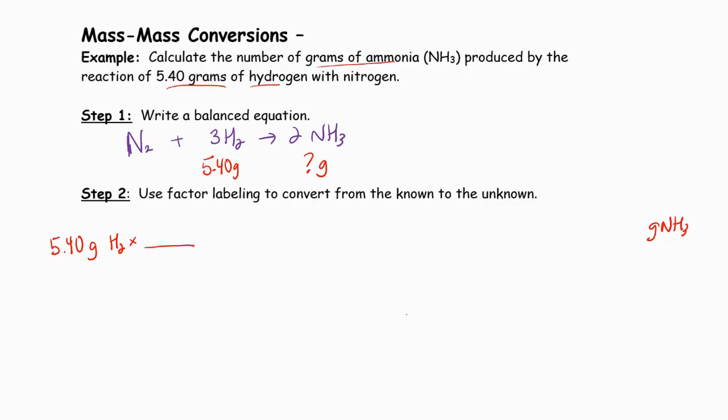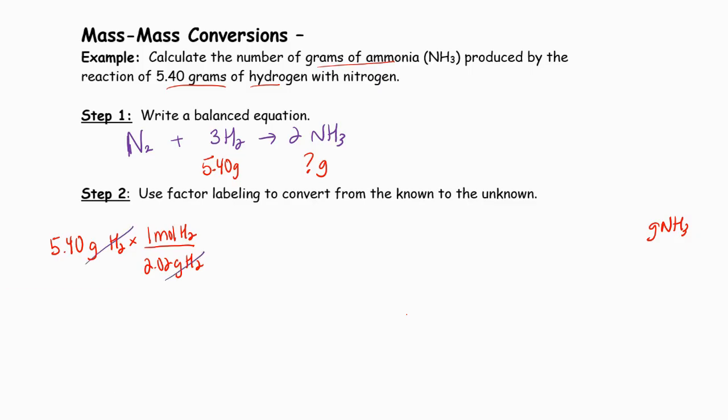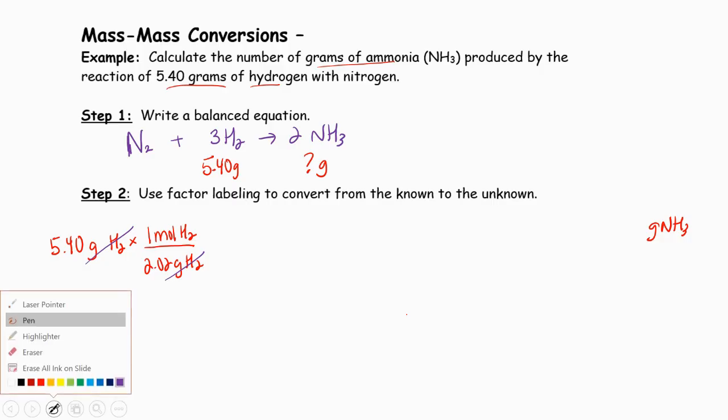So let's think back to prior units. How do you get rid of grams? Whenever you have grams, the way to get rid of grams is to use molar mass. So we'll look at the periodic table. 1 mole of H2 is 2.02 grams of H2. By doing that, I've eliminated my grams. So my grams of H2 are gone. Now I have moles of H2.